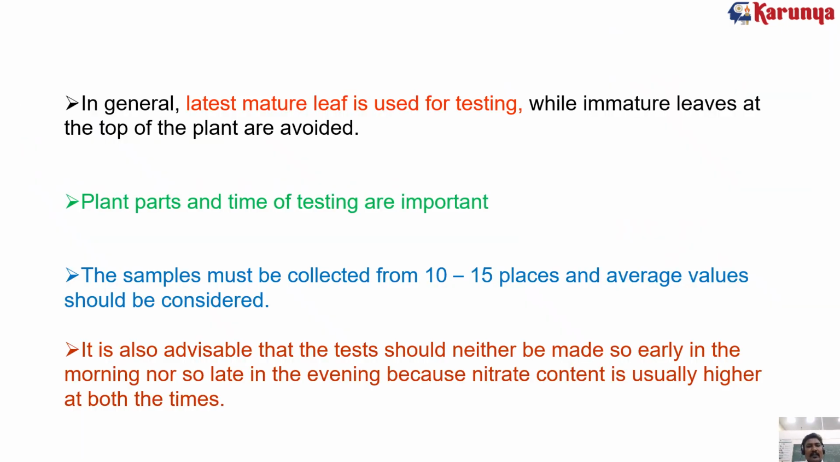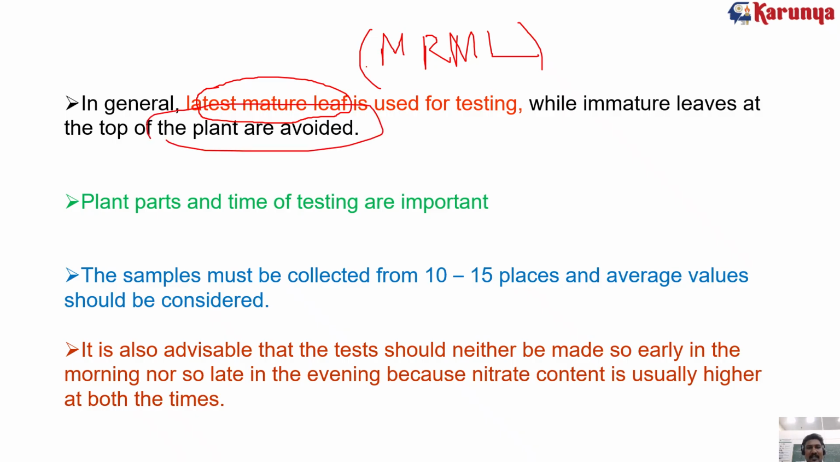So in general, the latest mature leaf is used for testing, while immature leaves at the top of the plant are avoided. So always you have to choose a fully opened latest mature leaf. That is called most recently matured leaf, MRML. This leaf you have to choose always instead of collecting a recently opened leaf.